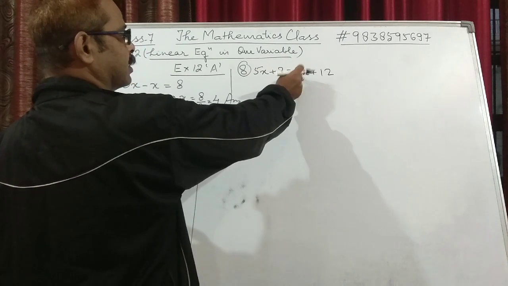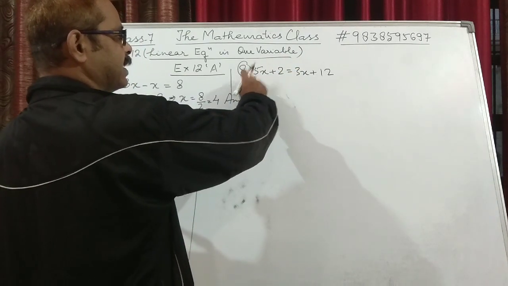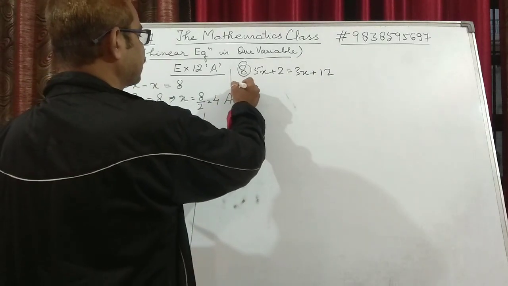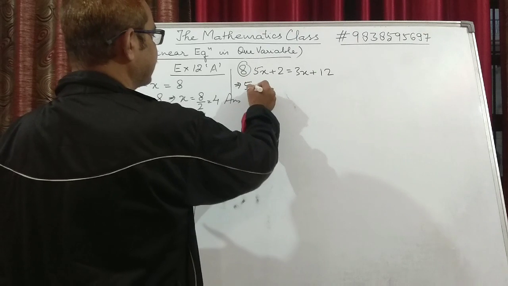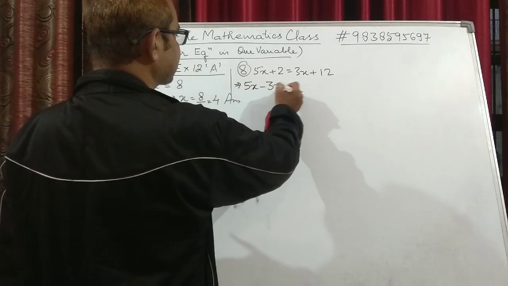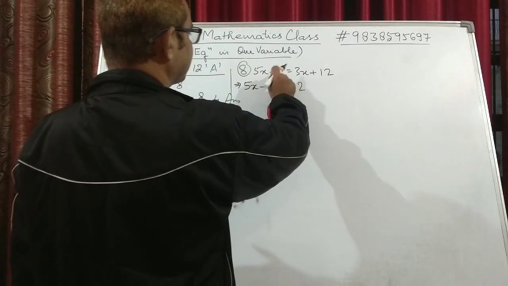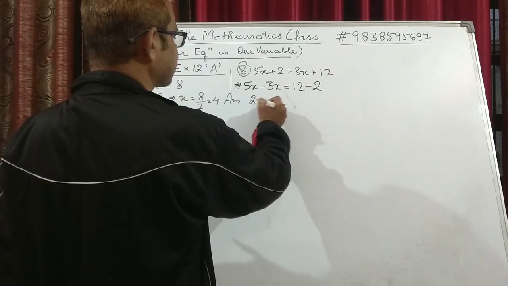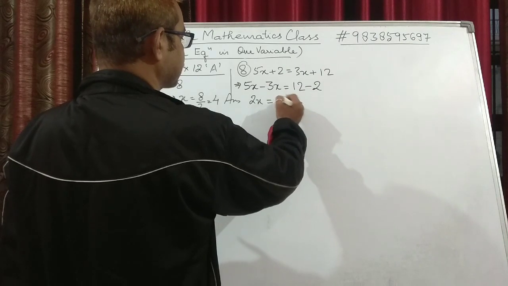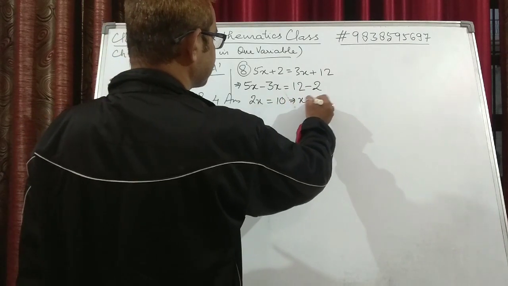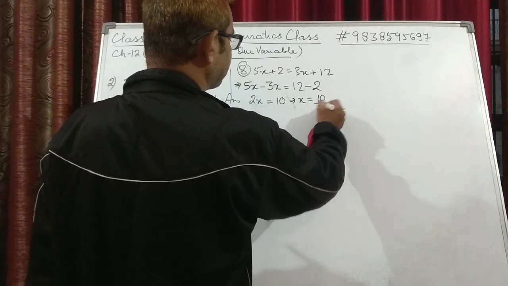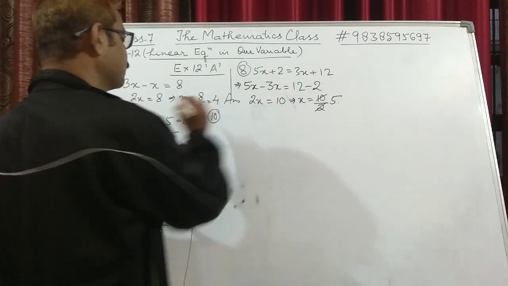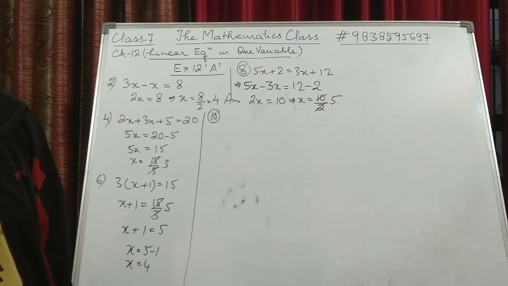So I am bringing this 3x to the left hand side. It will change its sign, or it will become negative. So that can be written as 5x minus 3x is equal to 12. This 2 goes to this side, minus 2. 5 minus 3 is 2x. 12 minus 2 is 10, implies that x is equal to 10 divided by 2, that is 5, the final value. Now we move on to question number 10.